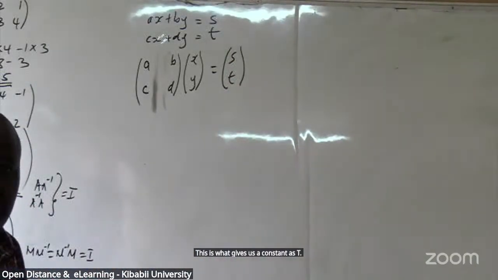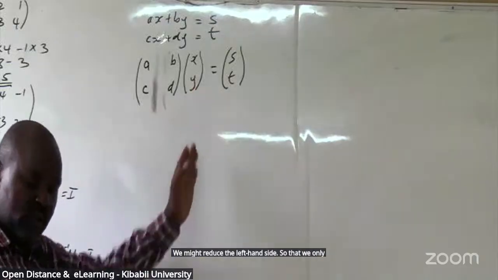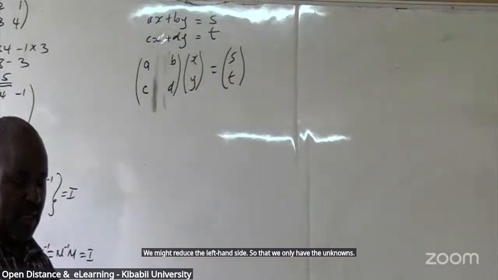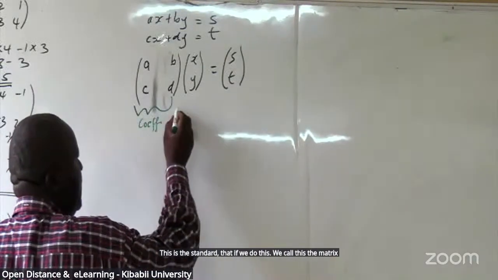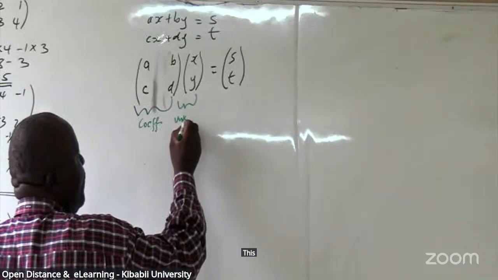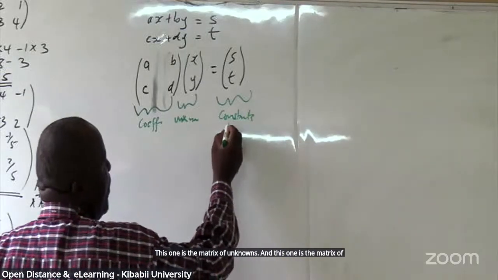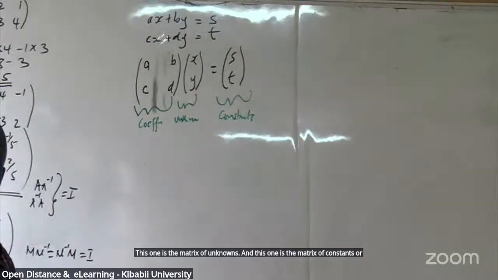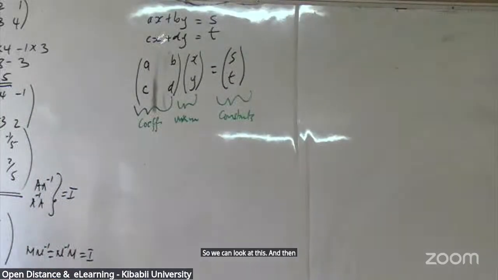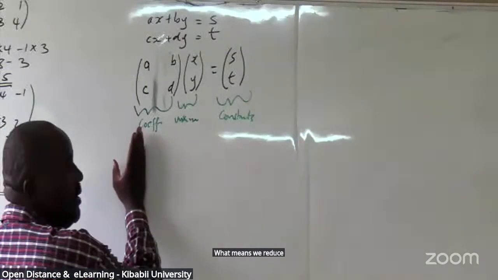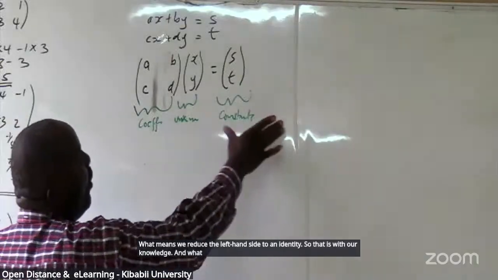For us to solve this, we must reduce the left-hand side so that we only have the unknowns. We call this the matrix of coefficients. This one is the matrix of unknowns, and this one is the matrix of constants, or the resultant matrix, depending on which book you are reading. So we apply the inverse method, which means we reduce the left-hand side to an identity, so that we are left with the unknowns. And what we do to the left-hand side, we also do to the right-hand side.